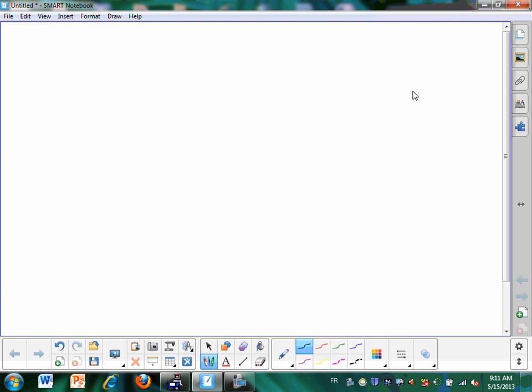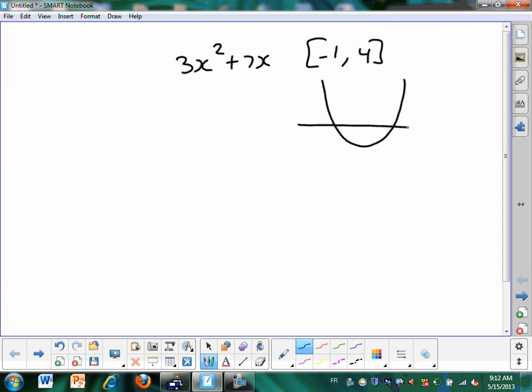Okay, I'm going to try to take the area under the curve, 3x² plus 7x, from -1 to 4 using rectangles. The rectangle method is also known as the Riemann sum method. If I take a look at some parabola, this could be a representation of that parabola.